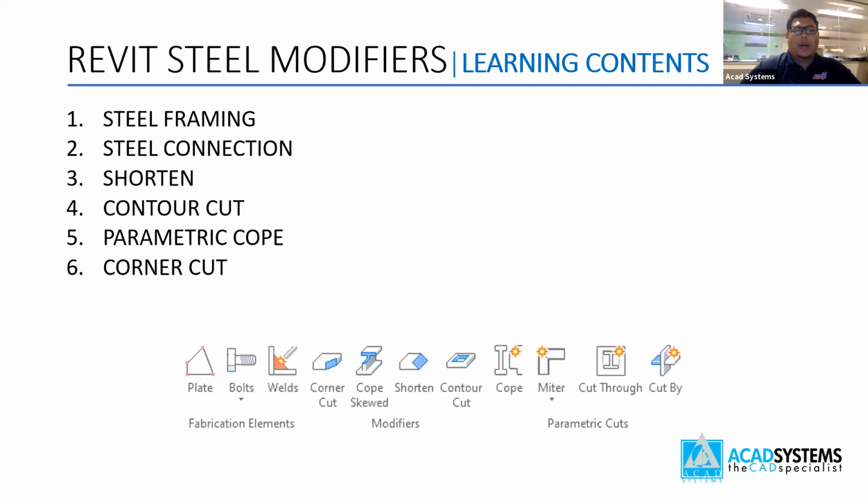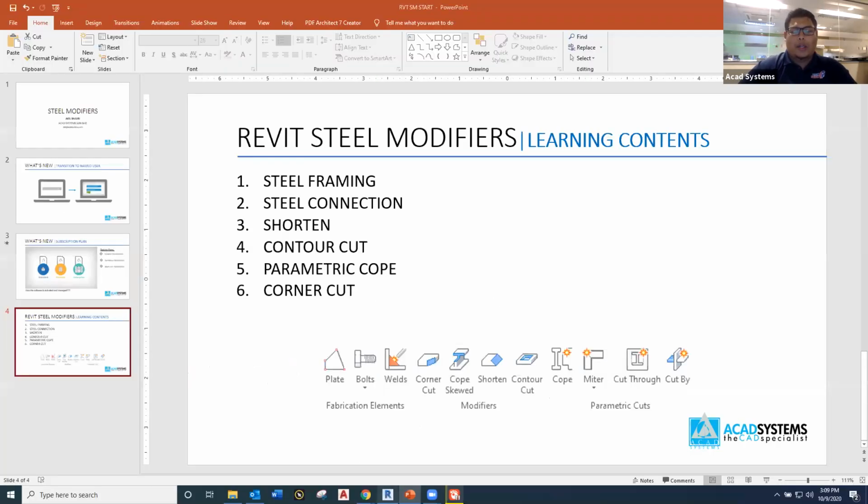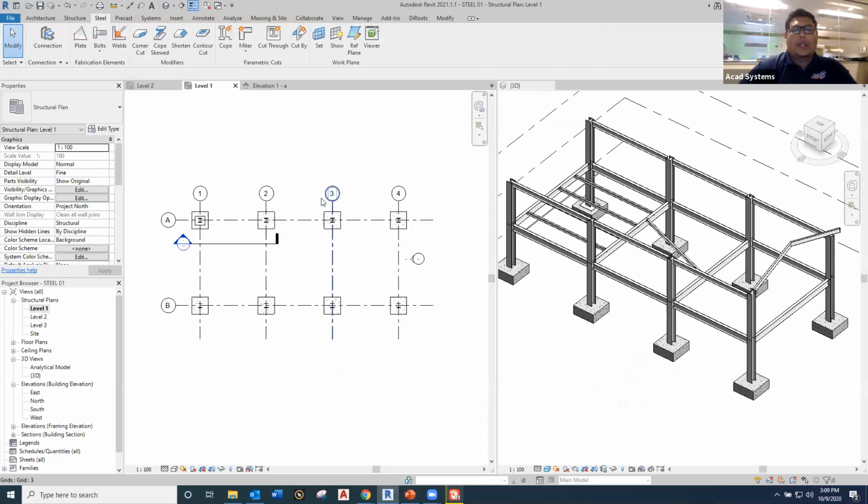Today we will focus on 4 of the features, which are the features that will be frequently used. These are common features that I'm personally using to ease up my structural modeling. So the main features that we will focus on today are shorten modifiers, contour cut modifiers, parametric scope, and also corner cut modifiers. And I will be showing you directly by using Revit 2021.